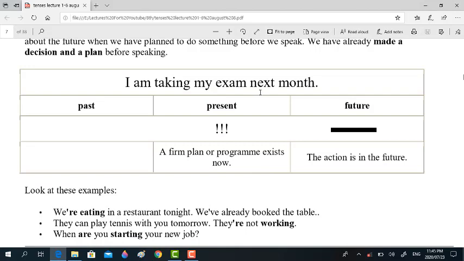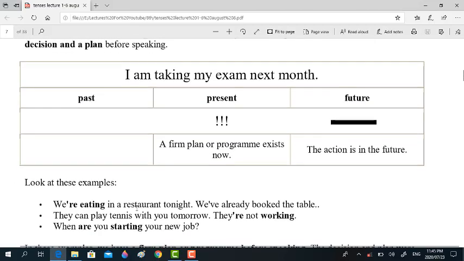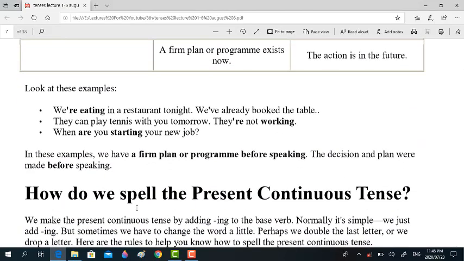So I'm taking my exam next month shows actions to happen in the near future. It is an action which is already planned. Look at these examples. We are eating in a restaurant tonight, right? We have already booked the table. This action is to happen tonight. This action is planned, that is why we have already booked the table. So we are eating is for the future.